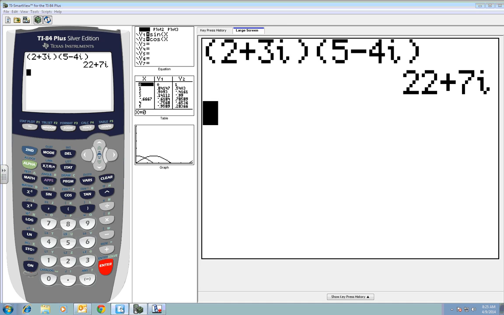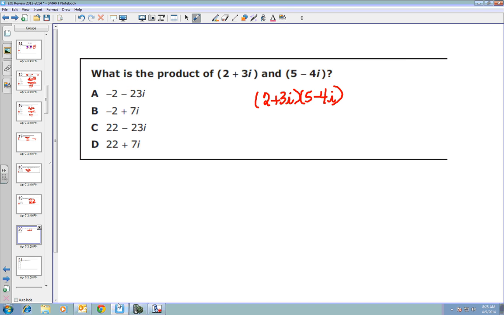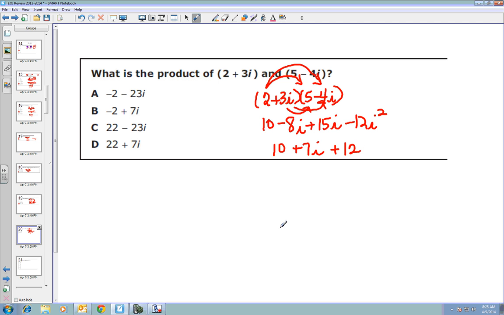Okay, now I'm going to do it the long way. I want everyone to write this down, even though you already know the answer. We're going to FOIL this. 2 times 5, 10. 2 times negative 4I, minus 8I. 3I times 5, 15I. 3I times negative 4I, minus 12I squared. So I have 10 plus 7I. This I squared is negative 1, so that's plus 12. 22 plus 7I. Renee, did you figure it out?